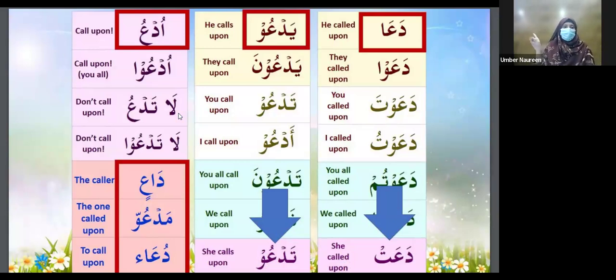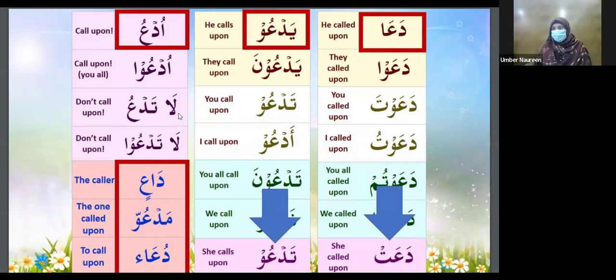Yad'u, he calls upon. Yad'una, they call upon. Tad'u, you call upon. Ad'u, I call upon. Tad'una, you all call upon. Nad'u, we call upon. And for the feminine, hiya tad'u, she calls upon. Amr: ud'u, call upon. Ud'u, call upon you all. La tad'u, don't call upon. La tad'u, don't call upon you all. Da'in, the caller. Mad'uun or mad'u, the one called upon.